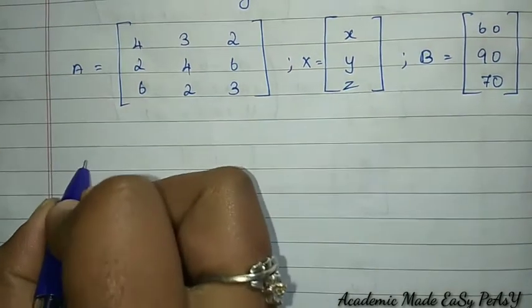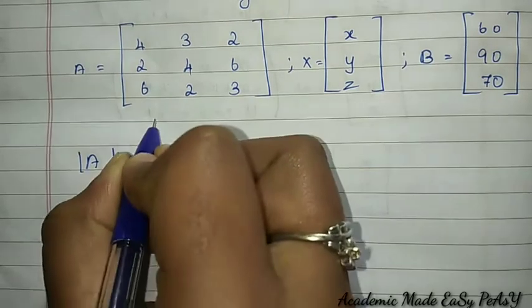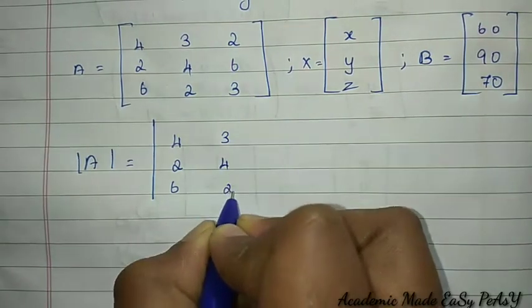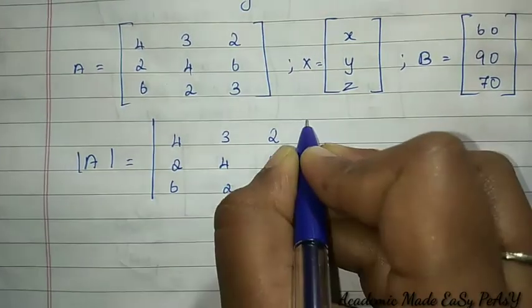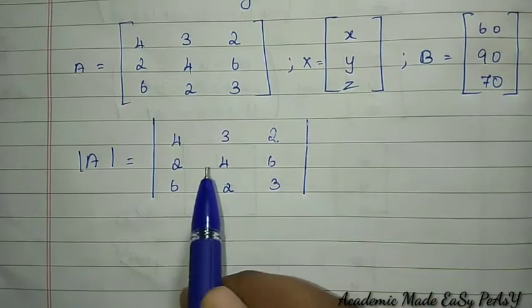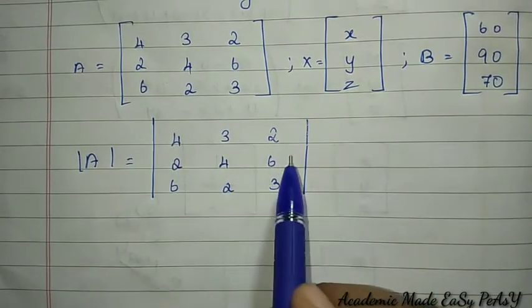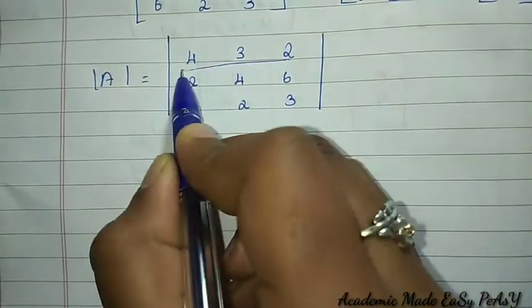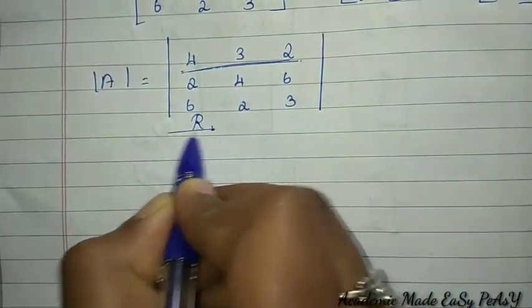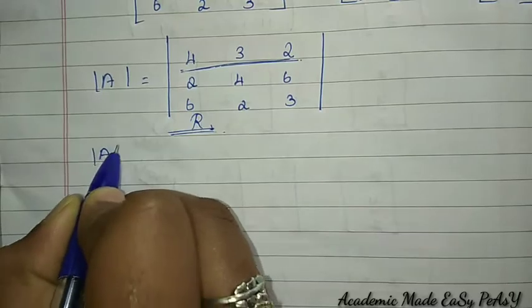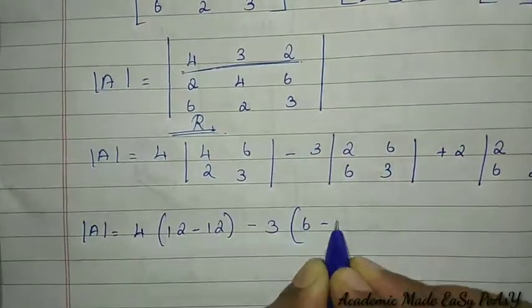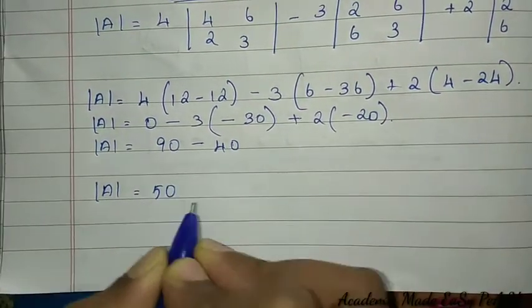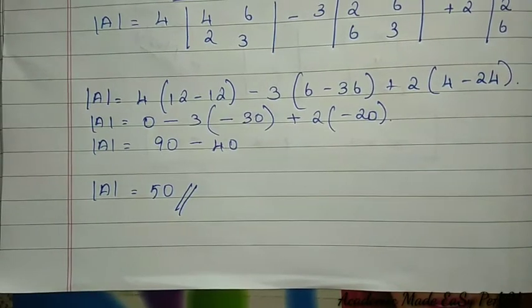First, I will be finding the A inverse. For A inverse, I will be finding determinant of A first. So determinant of A is equal to 4, 2, 6, 3, 4, 2, 2, 6, 3. Okay, so now I can't do any simplifications. I mean, there's no simple method to do, so I have to expand through some rows or columns. So let me take row 1 itself. So I will be expanding through row 1. So determinant A is equal to 50. So since this is not equal to 0, therefore inverse exists.